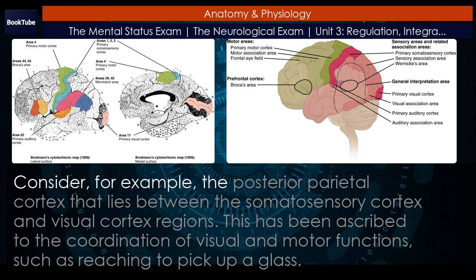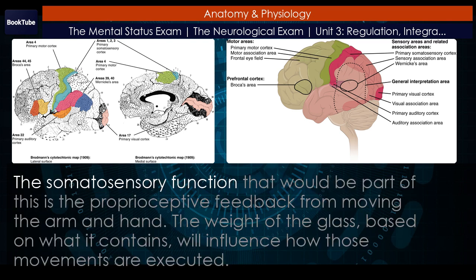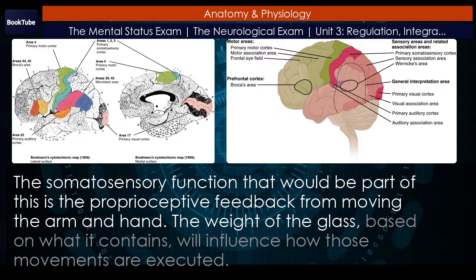Consider, for example, the posterior parietal cortex that lies between the somatosensory cortex and visual cortex regions. This has been ascribed to the coordination of visual and motor functions, such as reaching to pick up a glass. The somatosensory function that would be part of this is the proprioceptive feedback from moving the arm and hand. The weight of the glass, based on what it contains, will influence how those movements are executed.